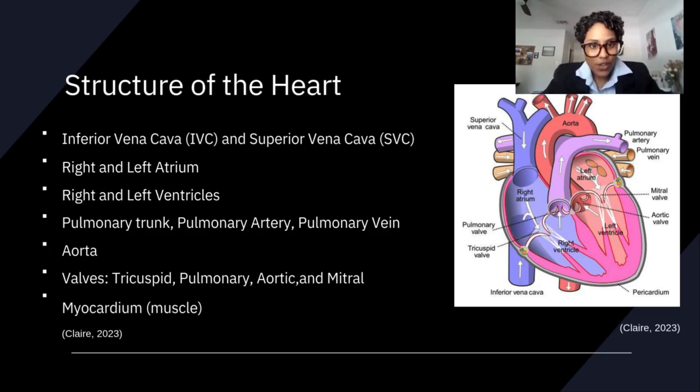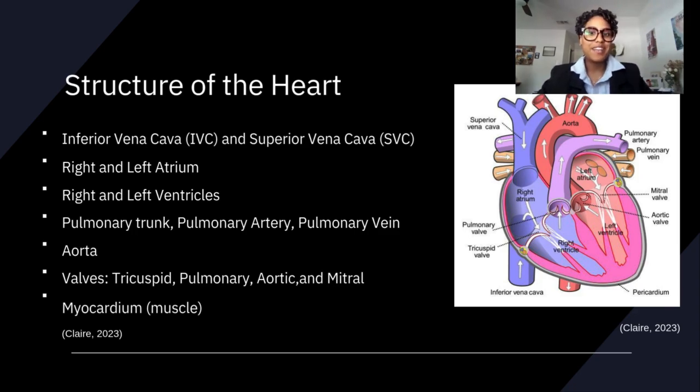Alrighty, so we can start with the chambers. The heart has 4 chambers: the right atrium, the left atrium, the right ventricle, and the left ventricle. It has 3 veins: the superior vena cava and the inferior vena cava, and the pulmonary vein. And it also has 2 arteries, the aorta and the pulmonary artery.